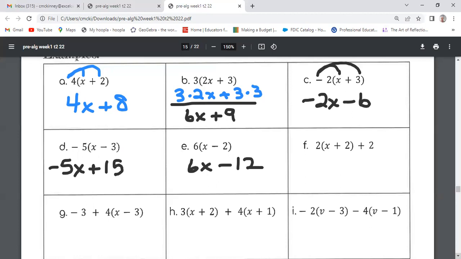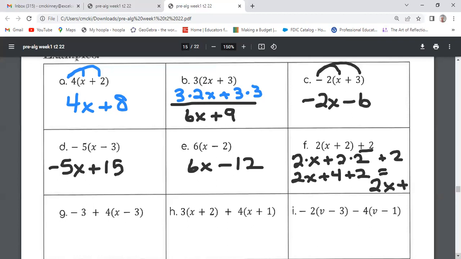So this becomes 2 times x plus 2 times 2. Again, that would be something thinking in my head. I would probably then just write down 2x plus 4. Either way, this plus 2 on the outside is still hanging out here. So now I have 2x plus 4 plus 2 more. Then I need to combine my like terms so that my final answer is 2x plus 6.